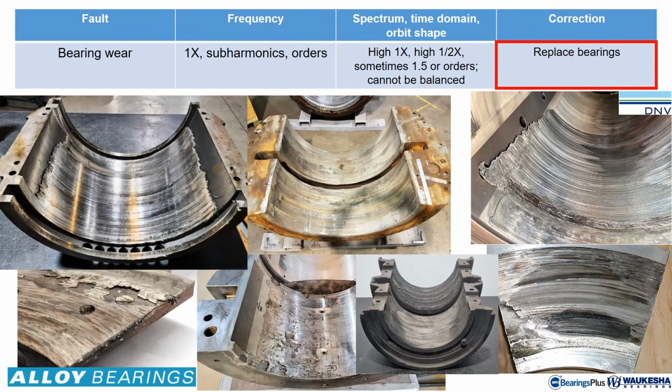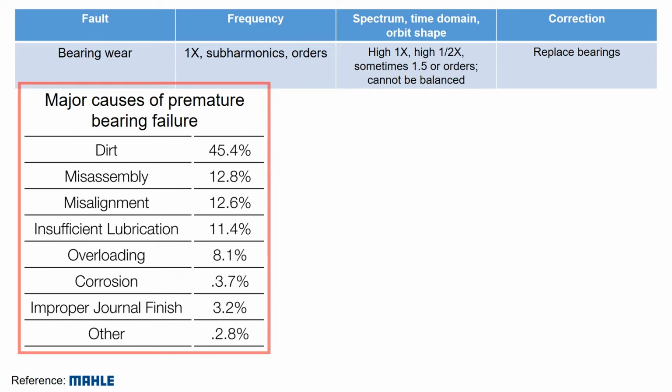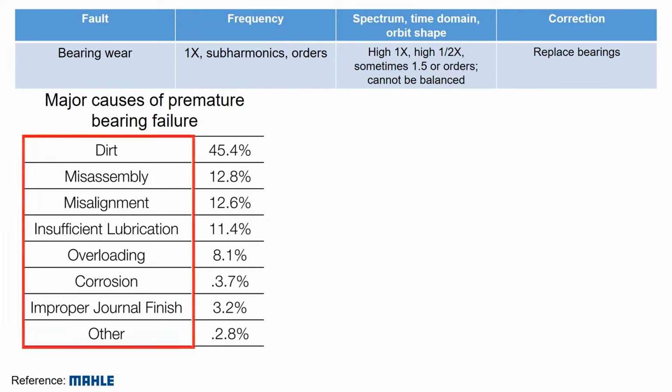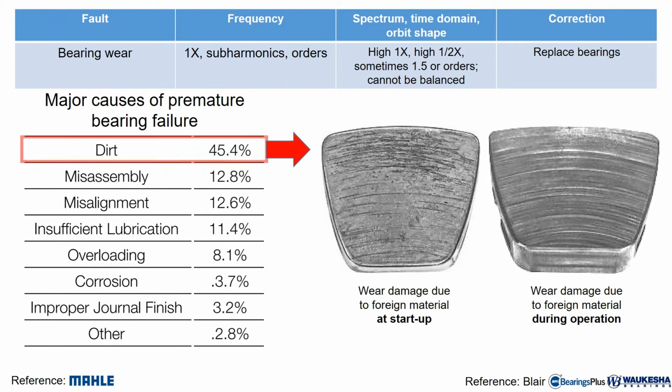As you could imagine, the corrective action for bearing wear is to replace the bearings. Here is an example of various types of bearing wear. Some wear can be refurbished. It is important to understand what's behind the premature bearing failure and wear. Here is a list of key factors contributing to premature bearing failure. The primary culprit is dirt, which causes wear damage inside the bearing. The figures on the right show the wear damage due to dirt.